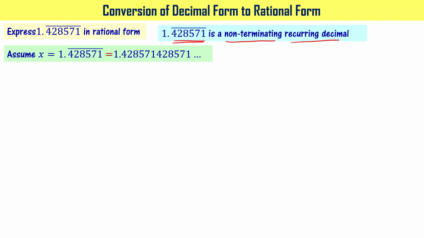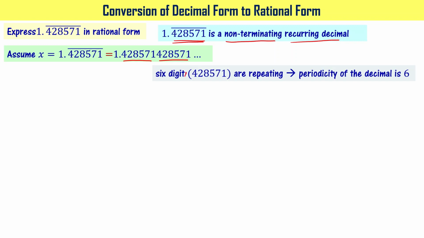That is written as 1.428571, 428571, 428571 and so on, right? Look at this number. 6 digits are repeating, right? 428571. That's why periodicity of the decimal is 6. So now the equation we have is x equal to 1.428571, 428571, and so on, right? We want to multiply this equation on both sides with 10 power 6.